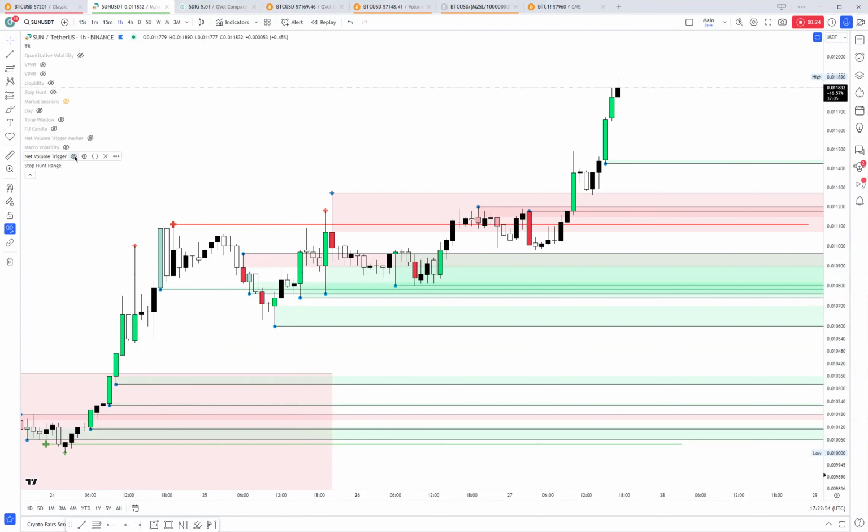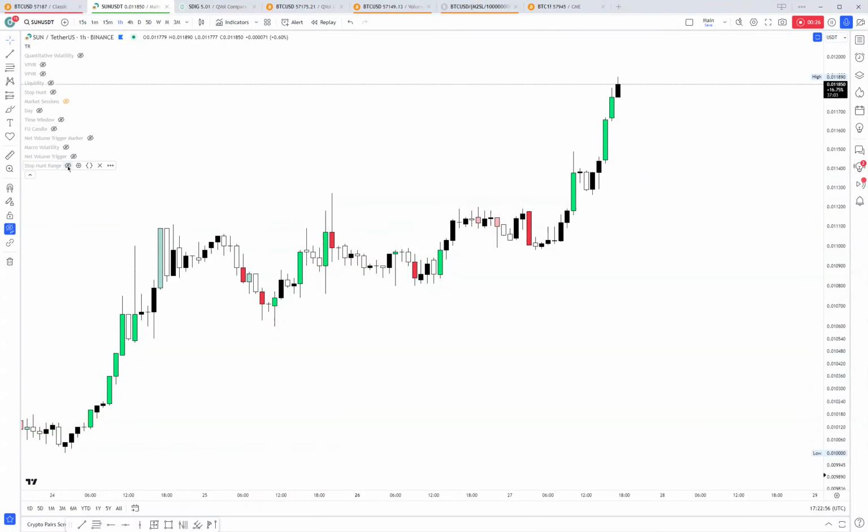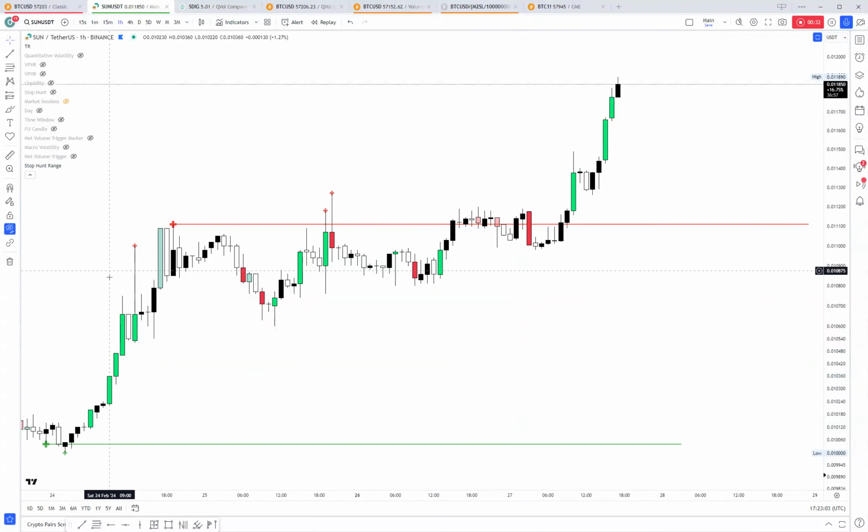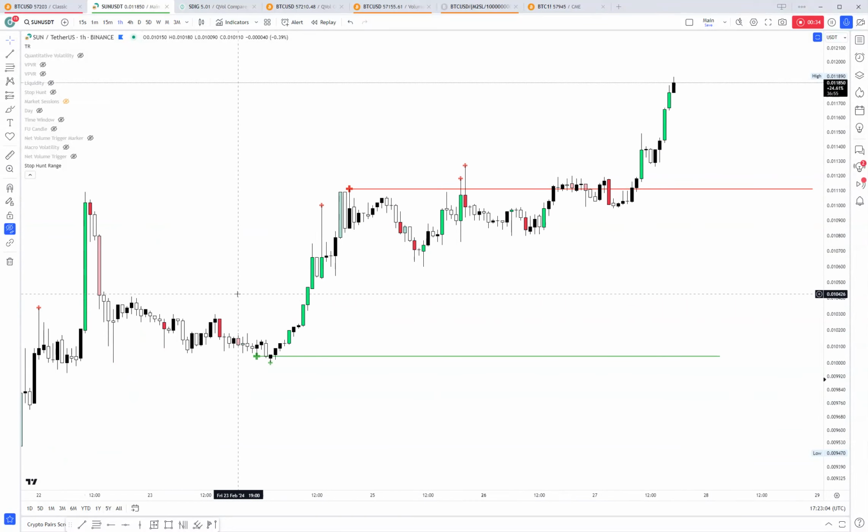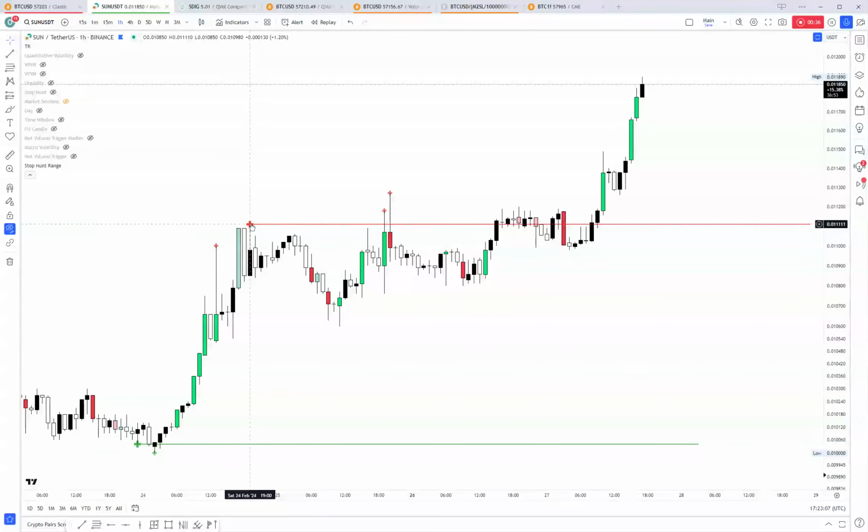So if I turn these two indicators off, you'll see that it clears the chart. Now there's truly no drawings. We have stop hunt range, which is the logic of this indicator. You'll see it's triggering on this candle.